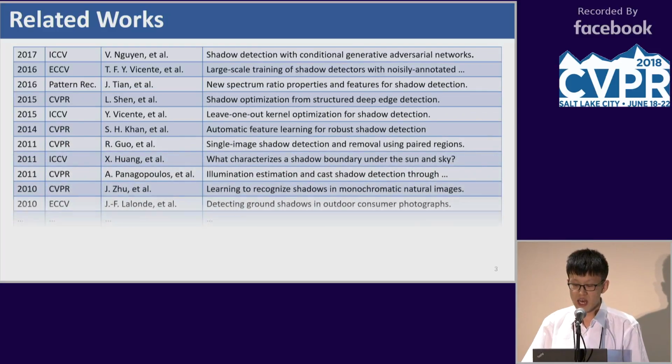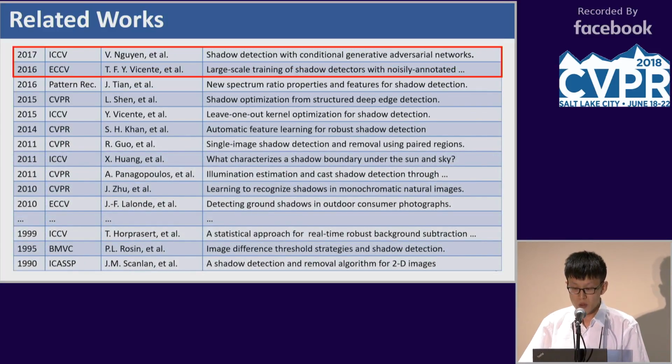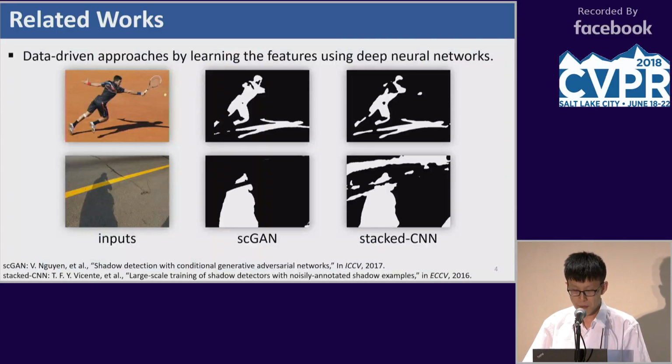Shadow detection has been widely studied in the past years. We compare particularly with the last two works. Very recently, SCGN and stacked CNN apply data-driven approaches by learning features using deep neural networks. However, they may still misrecognize black objects as shadows and miss some unobvious shadows.